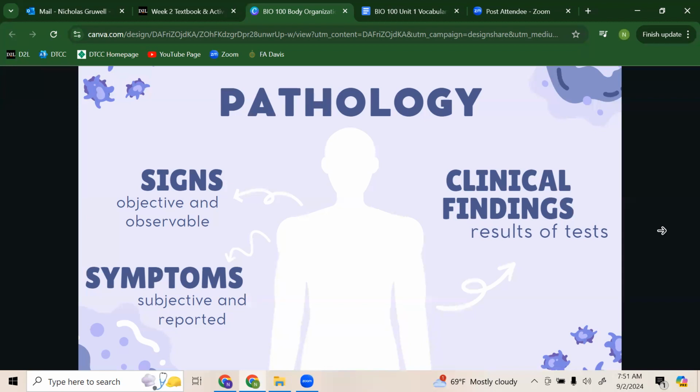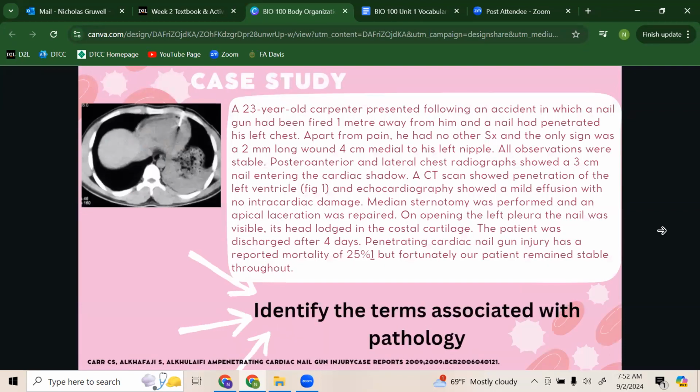So signs and symptoms are slightly different. Our clinical findings are going to be results of tests, like a urinalysis or a CBC panel, a blood draw, that kind of stuff. So let's take a second. Let's try to identify which terms are associated with pathology. Try to find signs, symptoms, or anything to do with a clinical test. Once again, you can go ahead and pause, take your time with that, and then start again when you're ready.